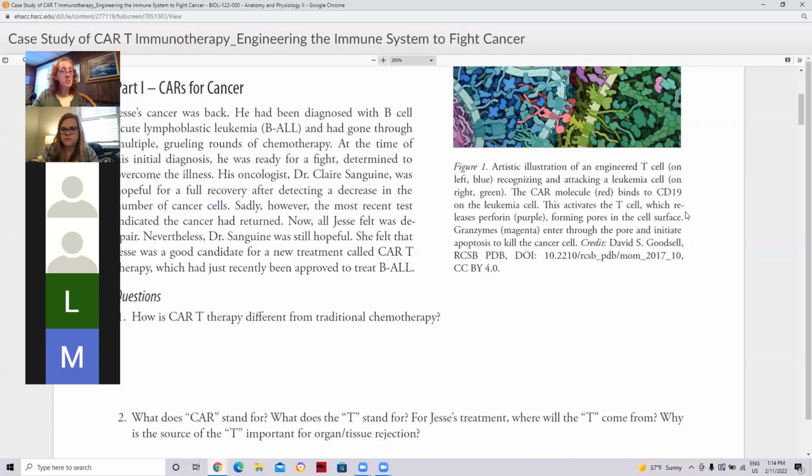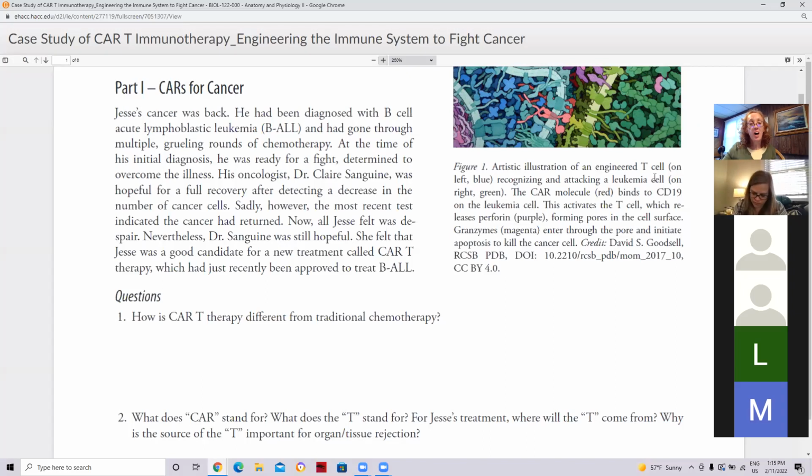This activates the T cell, which releases perforin. You remember that from earlier today, forming pores in the cell surface. And then granzymes, remember those from earlier today, enter through the pore and initiate apoptosis to kill the cancer cell. See how this relates to what we were talking about earlier today? Kind of fun when you realize it's not just a bunch of dumb stuff that doesn't make any sense.